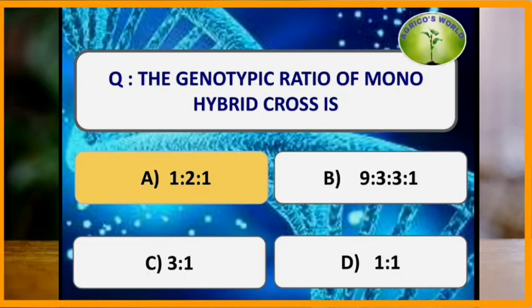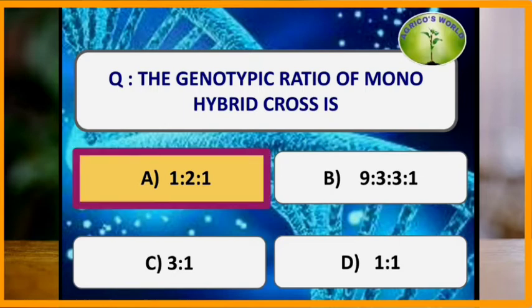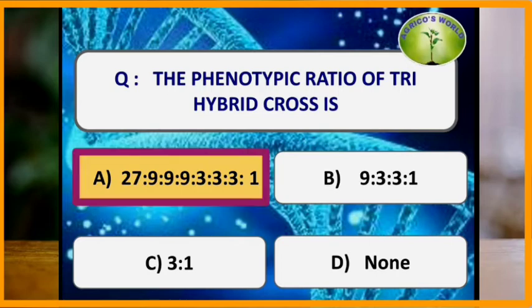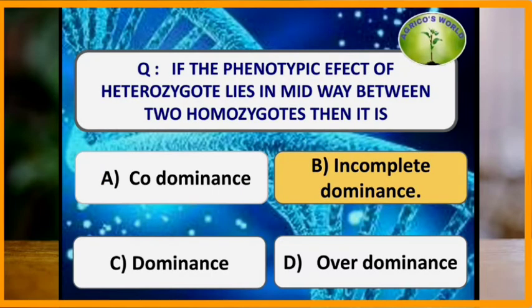The genotypic ratio of monohybrid crosses? The genotypic ratio of the monohybrid cross is 1:2:1, whereas the phenotypic ratio is 3:1. The phenotypic ratio of trihybrid cross is 27:9:9:9:3:3:3:1. Moving on to the next question.